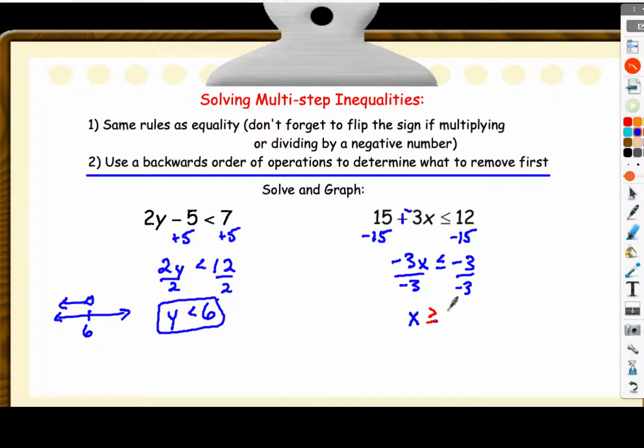And negative 3 divided by negative 3 is just 1. Again, that's a simple statement there, and a simple number line to draw. Here's a 1. X is greater than or equal to 1, so solid dot and greater than. That's solving multi-step inequalities. Again, think about what the easiest thing to get rid of would be. What's the last operation happening? That's the first one to go. This 15 simply can be subtracted to the other side, or in the first problem, I can simply add 5 to the other side and get that much closer to isolating my variable.